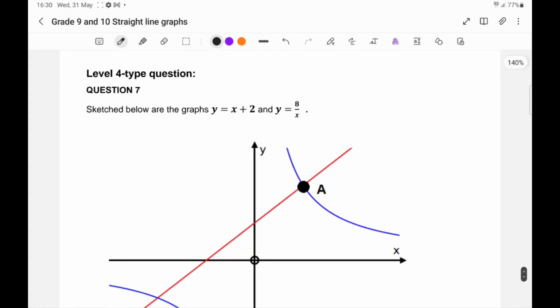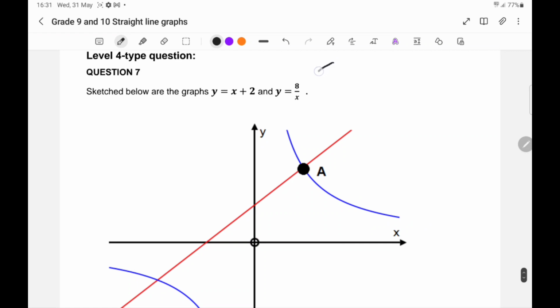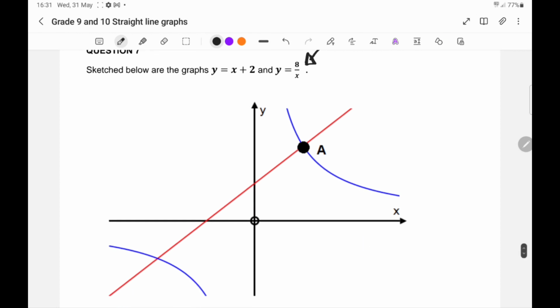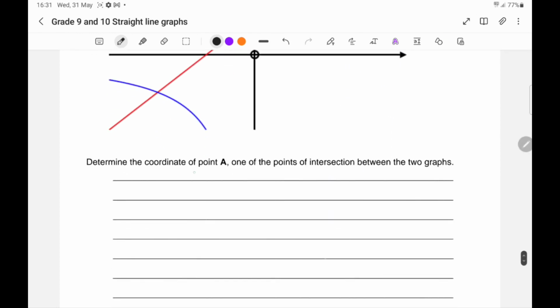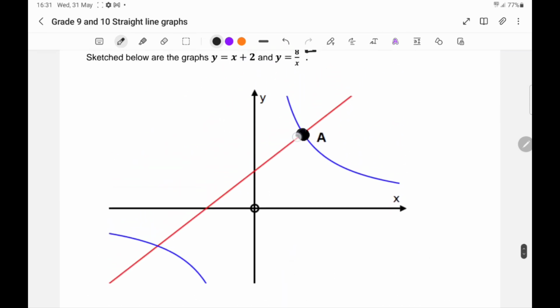And now this is a very nice level 4 type question for those smarty pants out there. It says, sketched below are the graphs y is equal to x plus 2 and y is equal to 8 over x. This one you shouldn't know yet. Maybe in grade 10 you know it already, but that is a hyperbola. Now they say to you, determine the coordinates of A, one of the points of intersection between the two graphs. And they are looking for this coordinate over there.